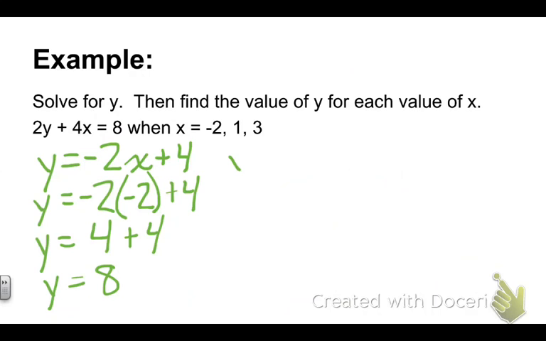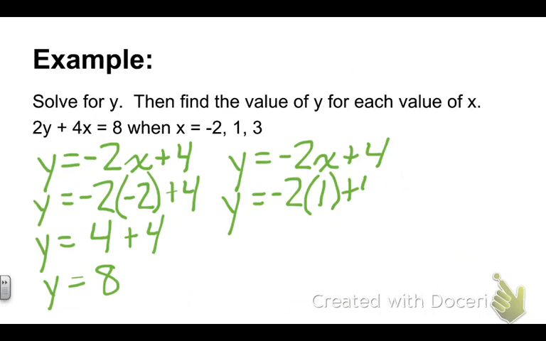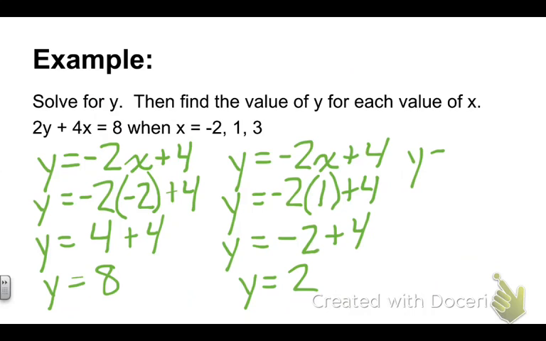Now do the same thing, but this time solve when x is 1. Alright, you guys should be doing all these examples with me here. So y equals negative 2 times, this time it's going to be a 1 plus 4. So negative 2 times 1 is negative 2 plus 4. And a negative 2 plus 4 is 2.